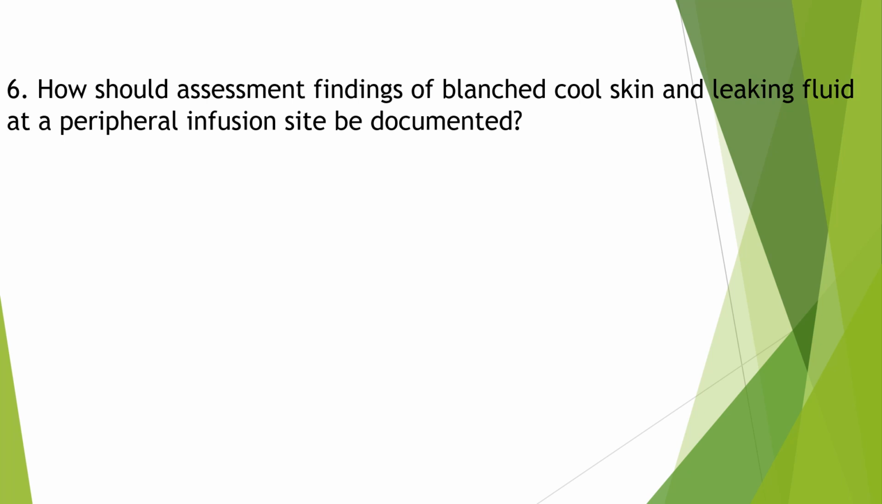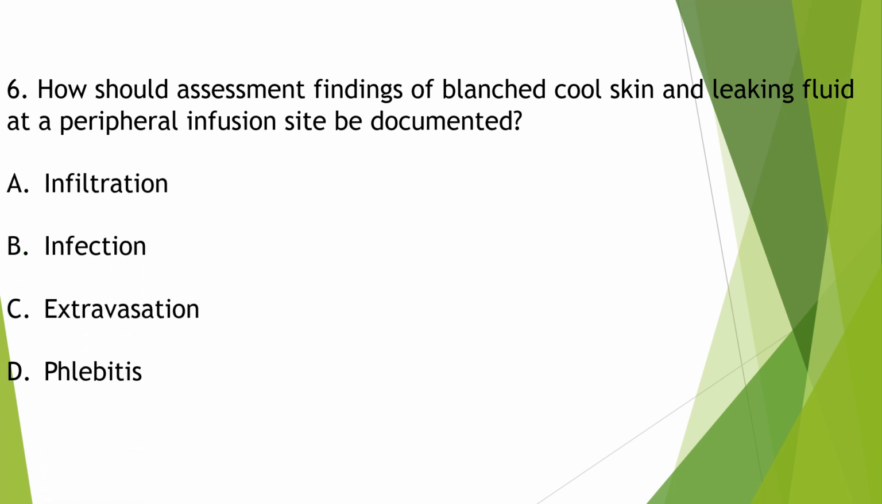How should assessment finding of a blanched cool skin and leaking fluid at a peripheral infusion site be documented? The options are infiltration, infection, extravasation, and phlebitis. If you see the options, you understand that these are all complications of peripheral infusion therapy. What is phlebitis? Phlebitis is the inflammation of a vein, and infiltration occurs when a solution or medication is inadvertently infused into the tissue surrounding the vein. So that is a complication.